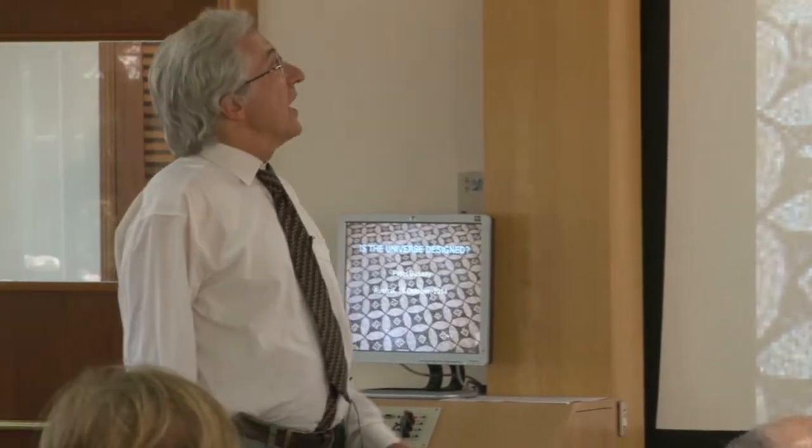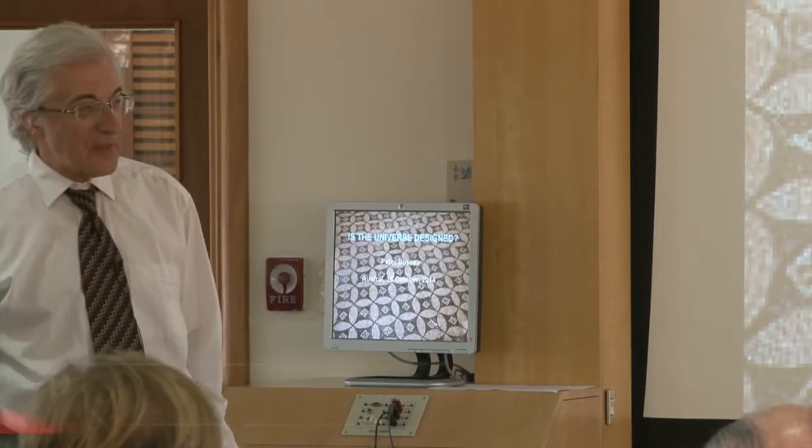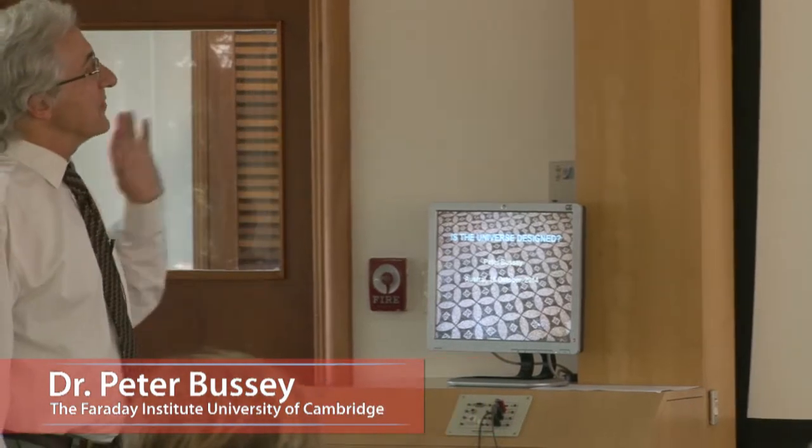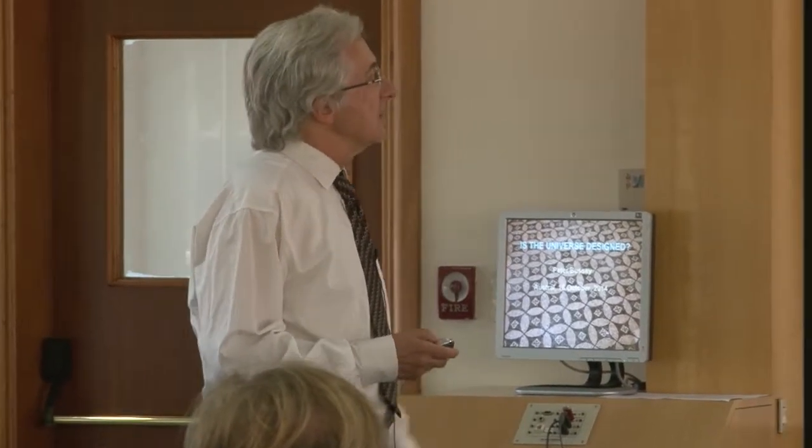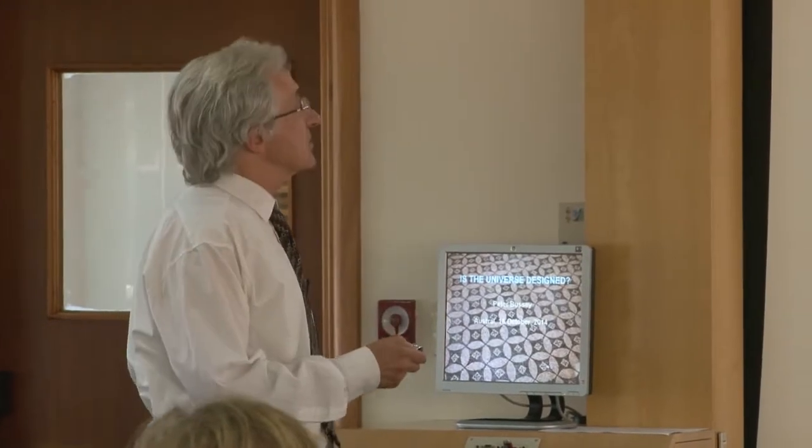What you see in this first transparency is a Roman mosaic pavement. This is an example of something which is very definitely designed. But we're going to ask about whether the same idea about design can apply to the universe.